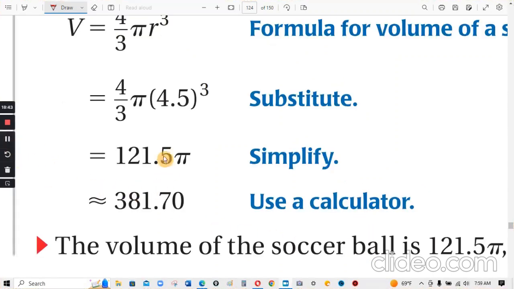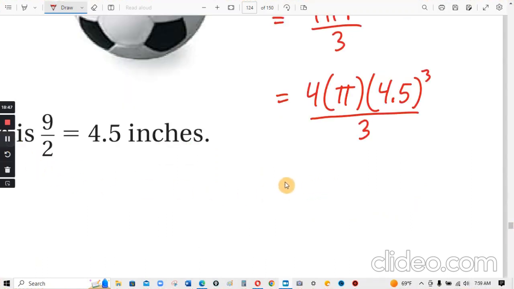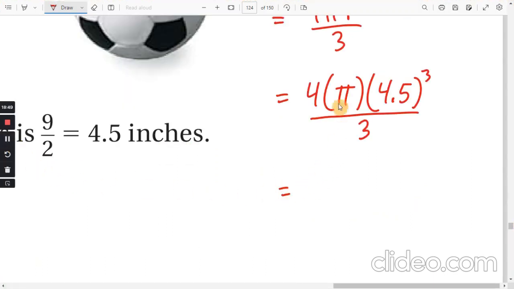So in their answer, they did both. I'm going to do both. All right, if I leave pi alone, I'll do 4 times 4.5 to the 3rd, and then divide by 3 at the end. Make sure the exponent is only on the 4.5 and not the 4. Okay, so I'm going to do 4 times 4.5 to the power of 3, hit equals, and then divide by 3 at the end. Hit equals, and I get 121.5.